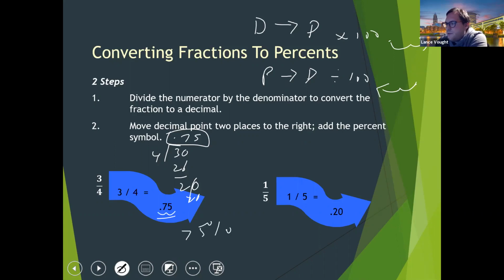If we have 1/5, 10 divided by 5, 0.2, so we have 0.20 or 0.2. Doesn't matter, we'll still find the answer. 0.2, go over twice, and we have 20%.